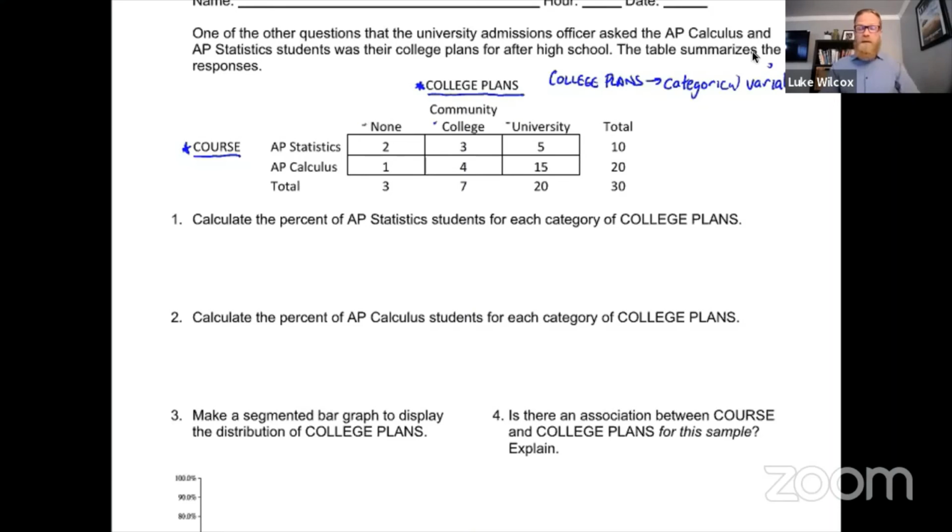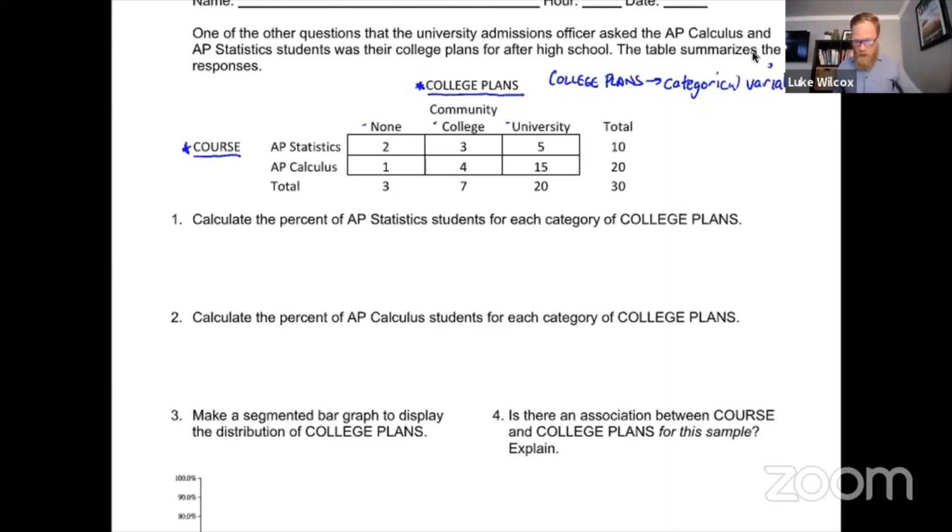Okay, much different than the first page of the activity where we were dealing with quantitative data, which involved numbers. Instead here, we're talking about categories, the category of none, community college, and university. So let's see what the analysis looks like for a categorical variable, which is going to look a bit different than the analysis we did for a quantitative variable.